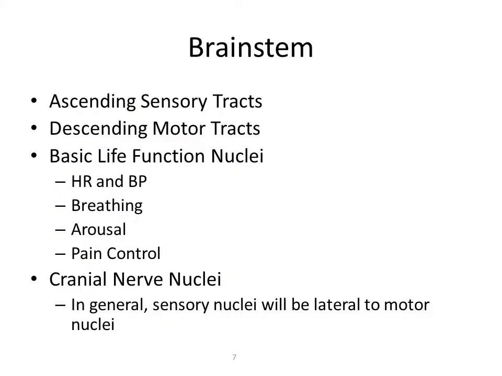Your brainstem contains ascending sensory tracts, descending motor tracts, several nuclei that are important for basic life, and the cranial nerve nuclei for the majority of our cranial nerves. In general, when looking at cranial nerves next week, keep in mind that the sensory nuclei tend to be lateral to the motor nuclei.